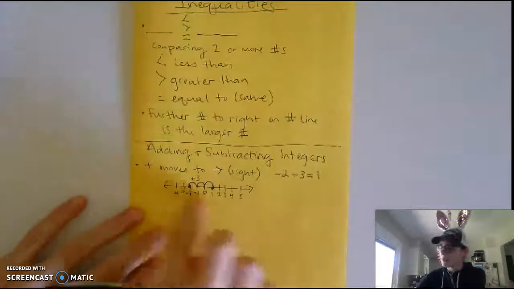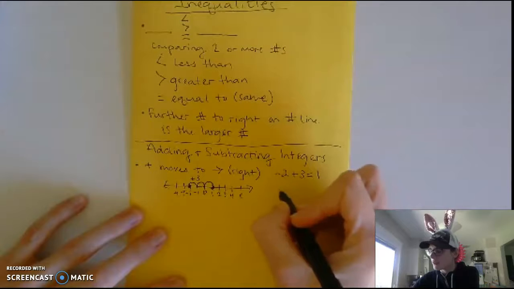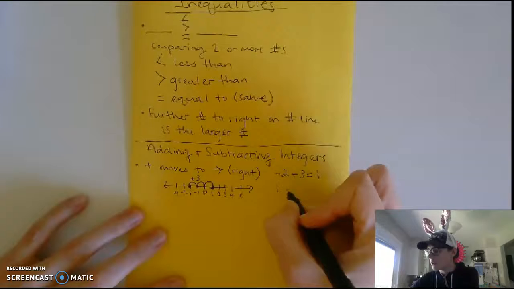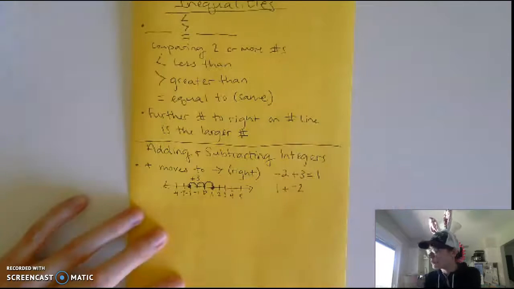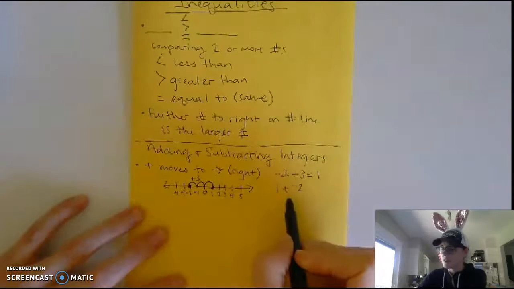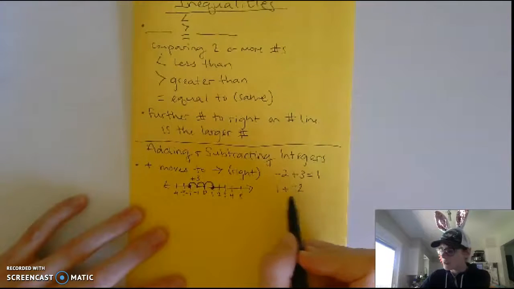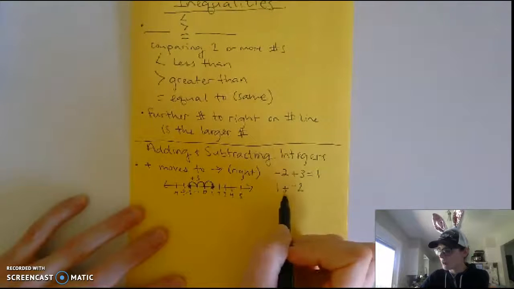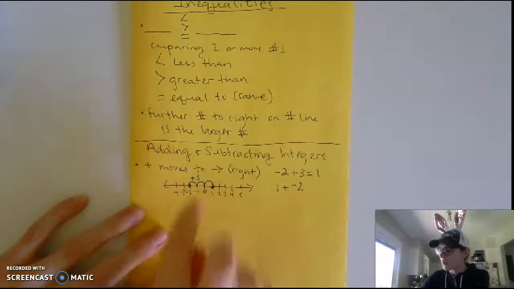Anytime I add, I'm moving this way. That also applies if I'm adding a negative number. So sometimes you might see it written like this. So I might have +1 plus -2. Now, this is going to be tricky because I'm adding -2, but -2 is this way. So I'm really moving backwards on here. So yes, I'm adding, but it's a negative number. So I'm going to be going backwards.